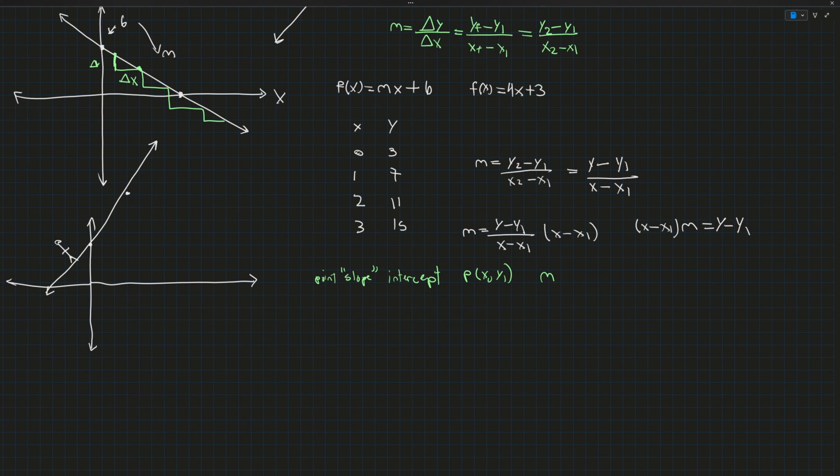And of course, it is given by the slope of the function times x minus that initial point x1, which also happens to be equal to y minus y1, which in this case is the points that we picked, times the slope of whatever the function is.